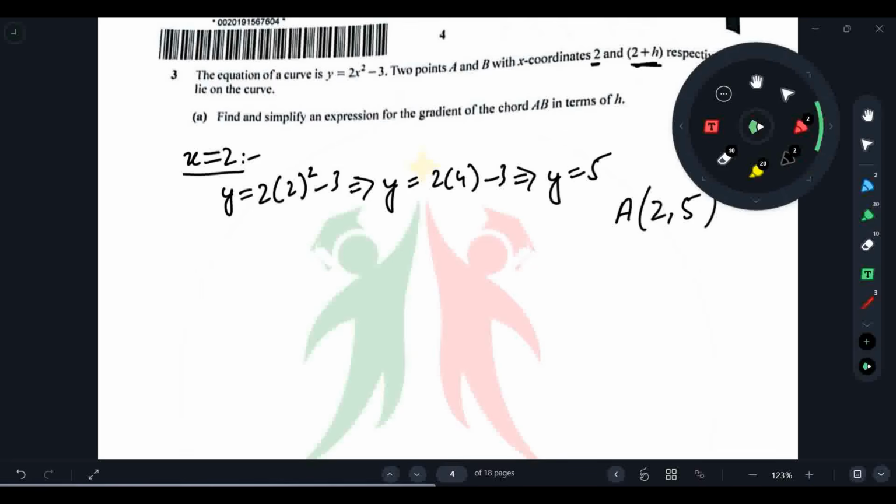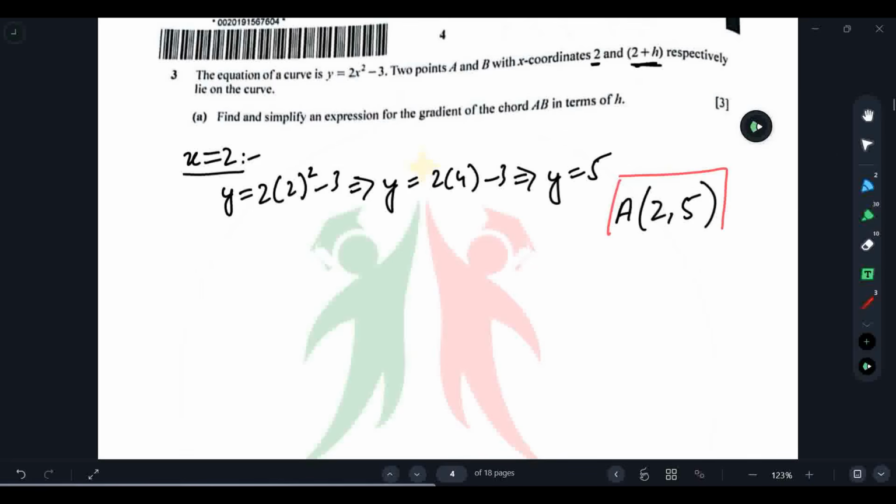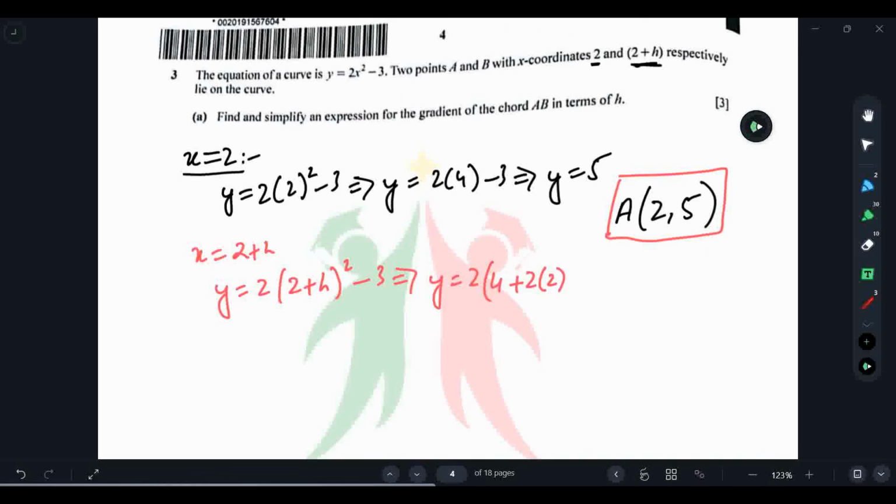Now let's find out the other coordinate. Let's find out when x is equal to 2 plus h, what will be the value of y. So y will be equal to 2 into (2 plus h) whole squared minus 3. If we simplify it, this will be y equals 2 into (a squared plus 2ab plus b squared) minus 3.